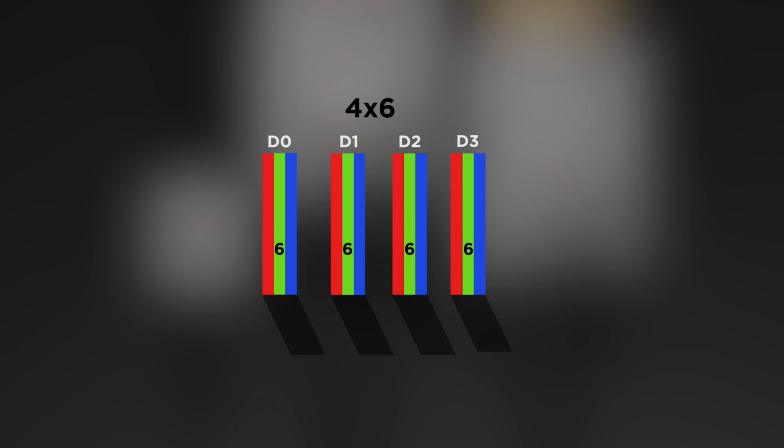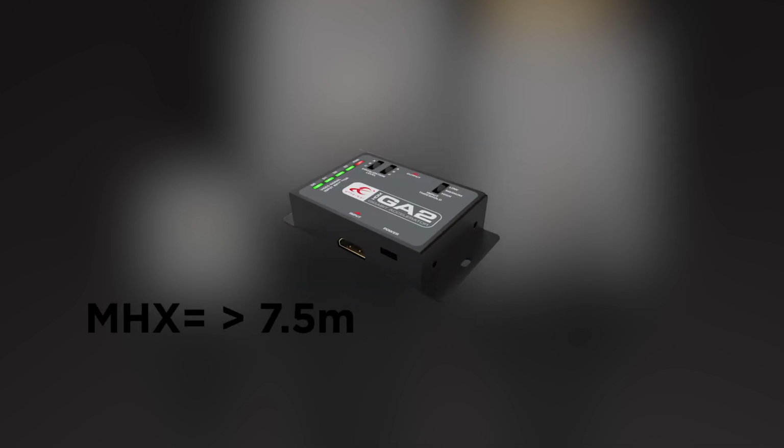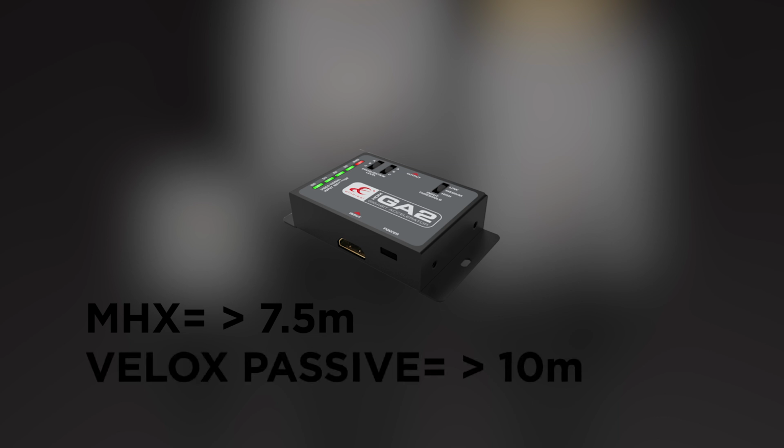Now, depending on length, you may need to add a repeater like the GA1 or GA2. On MHX, that's over 7.5 meters, and on VLOX Passive, it's over 10 meters. But you're set to go.